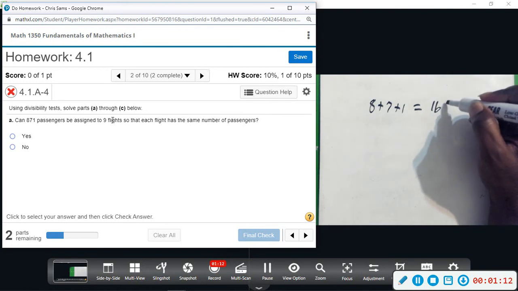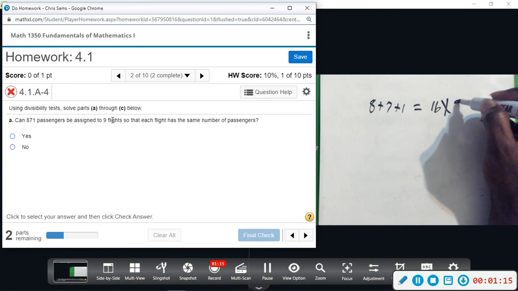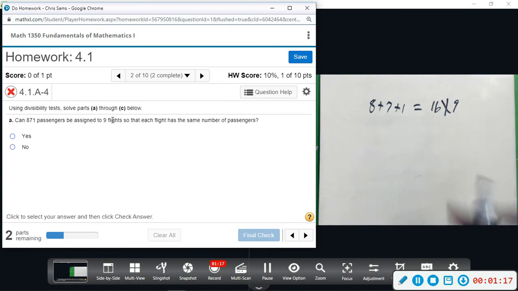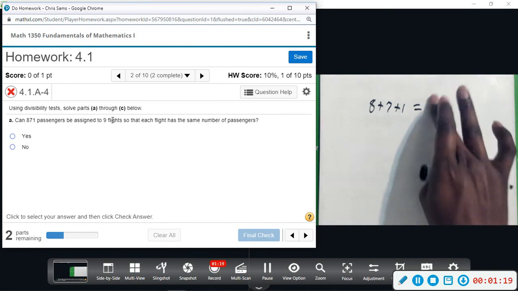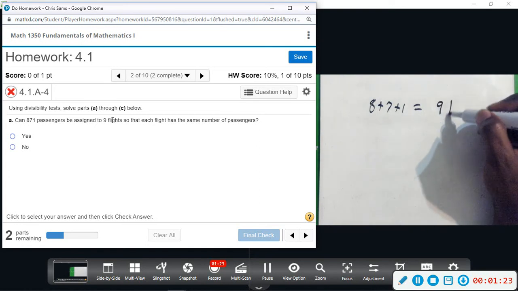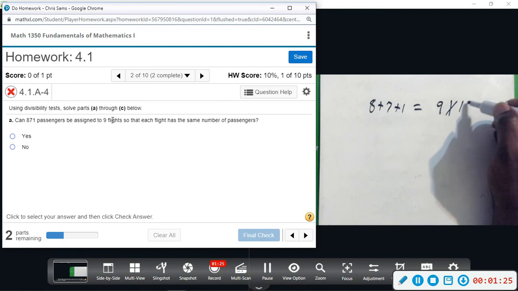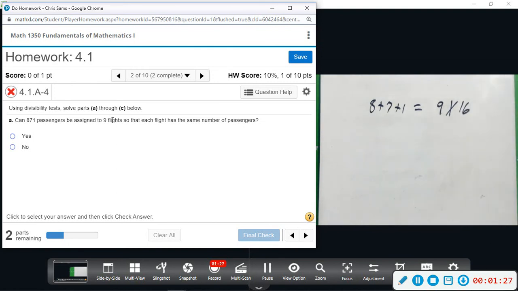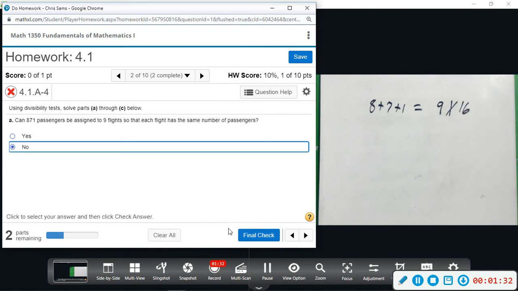16 is not divisible by 9. Okay, or I guess 9 does not divide 16 in the terms that you see in the book. They just draw this line and say 9 does not divide 16. Okay, it doesn't go into 16 evenly. So no, this one would not be possible.